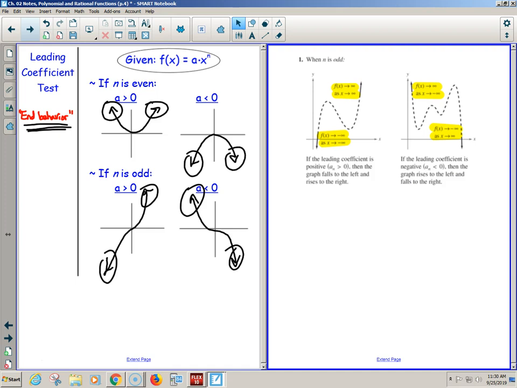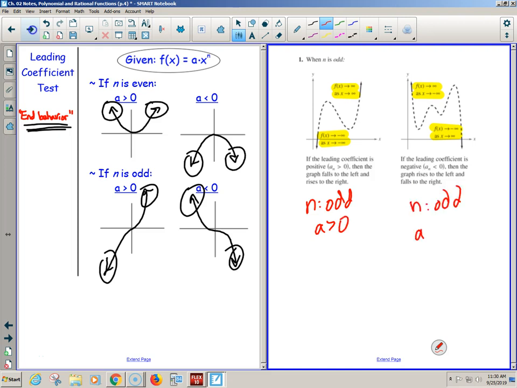But even if you can't read the little baby letters, can you tell whether this one is odd or even? Yes, because aren't they going opposite directions? Opposite directions, so it's odd, right? Can you tell whether it's a positive or a negative leading coefficient? Which one would it have to be, if it goes up to the right? So even without reading the words, I know that for this one, n is odd and a is positive. And this one, I know n is odd and a is negative because it's the opposite direction.